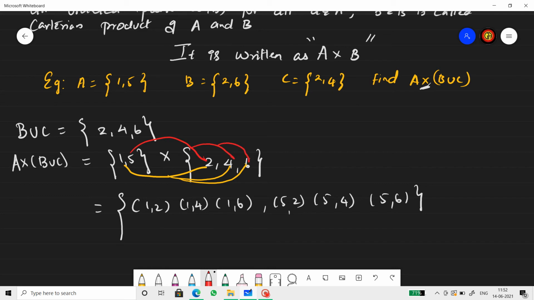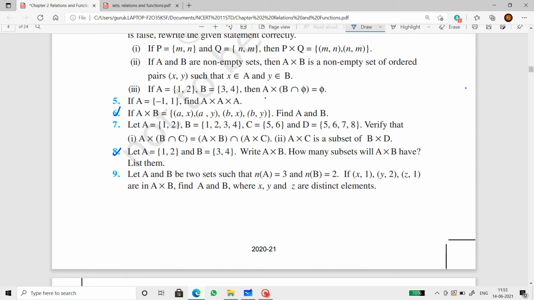So this is how we find Cartesian product of two sets. Now let's do some questions from your textbook. I have chosen some from the NCERT textbook.